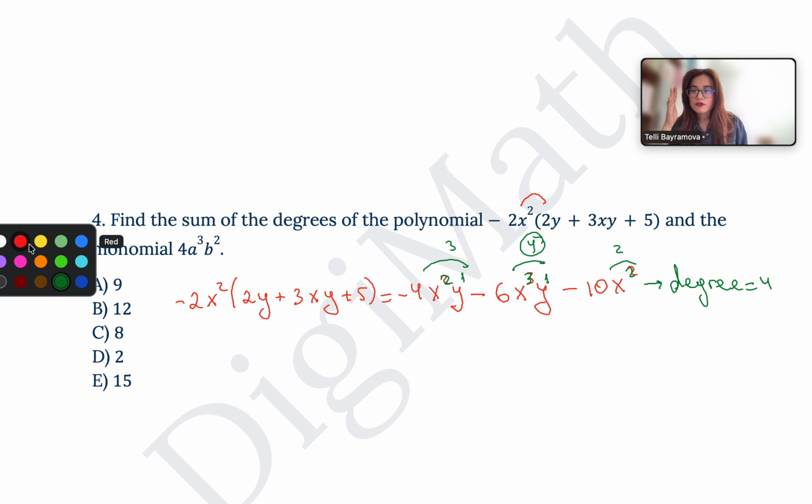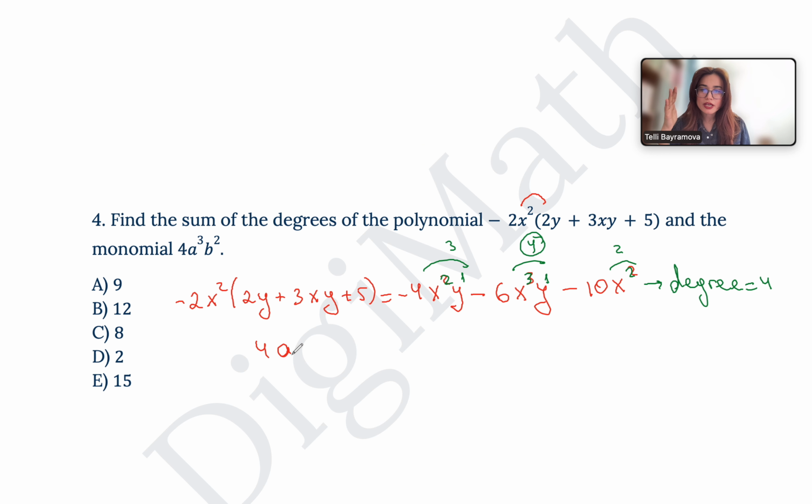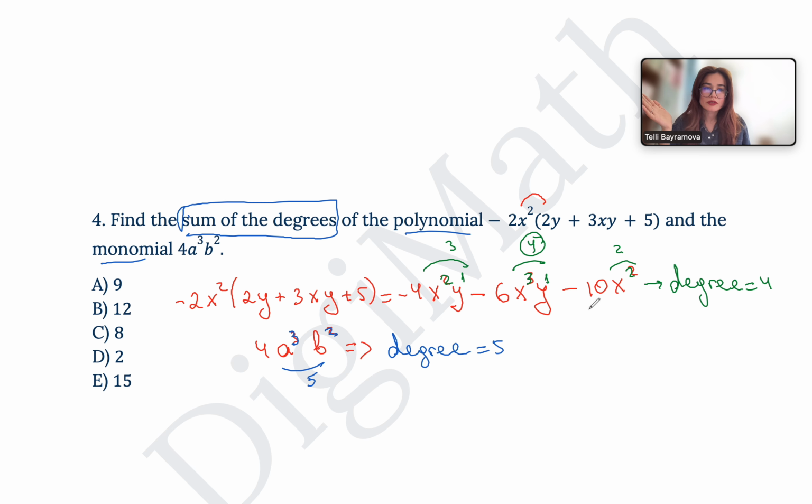Then let's do 4a cubed b squared. It is already in simplest form, so to find the degree we add up the powers 3 and 2, which is 5. So the degree is 5. Sum of degrees of monomial and polynomial: 4 plus 5 equals 9. So the answer is A.